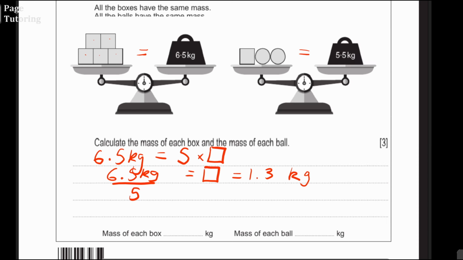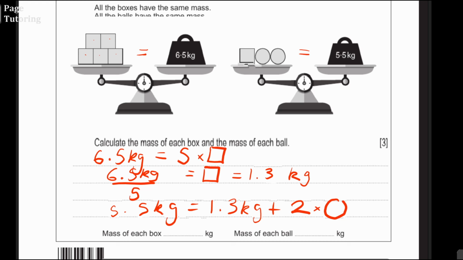So now, looking at the other, because we're trying to find the mass of each ball, we can write that out again, the same way we did the first. So we've got 5.5 kilograms equals 1 cube, but you already know the weight of that cube, that's 1.3. So you can just write it as 1.3 kilograms, and then plus 2 times the circles. I'm going to make that very circular, and I'm going to shade it in so you know it's a circle and not an O.